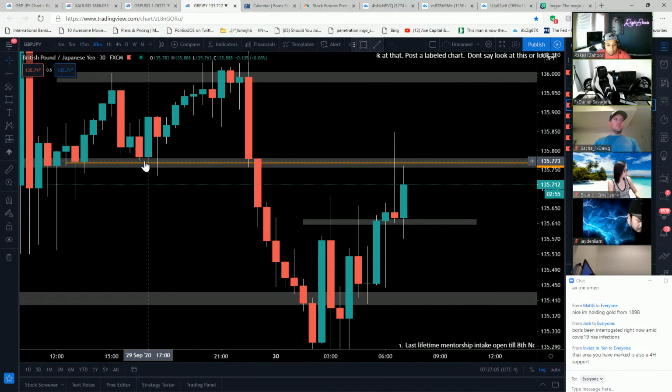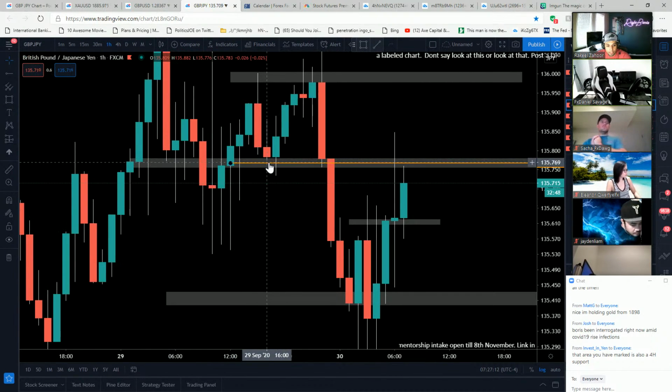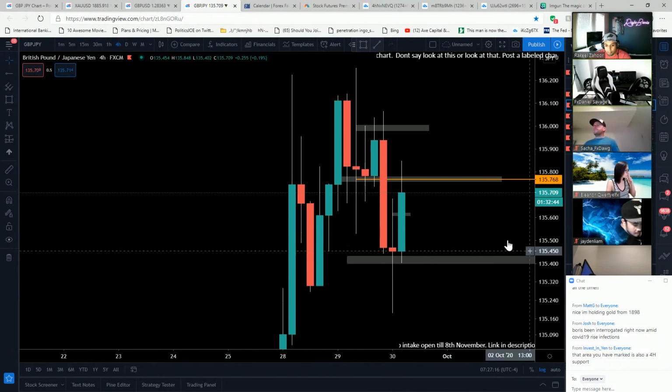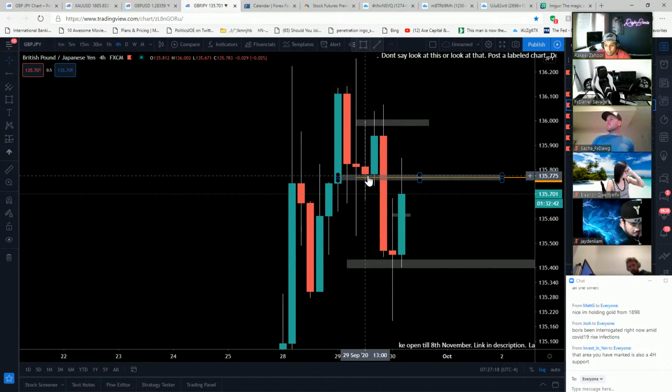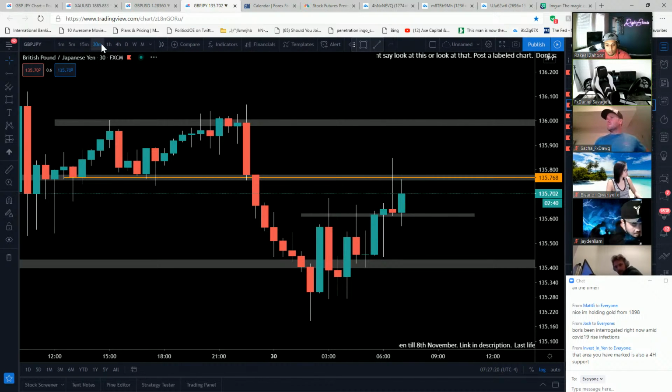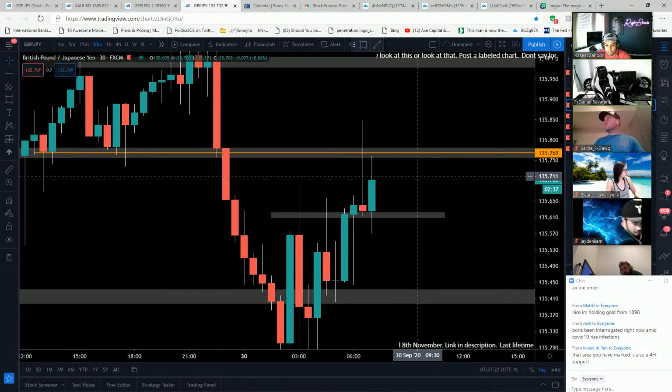See, this area is really important because not only is this a support on this 30-minute time frame, it's also a support on the 1 hour time frame here from yesterday, and it's also a support on the 4-hour time frame right over here. So this area is really important. So that's why I'm being very, very cautious.